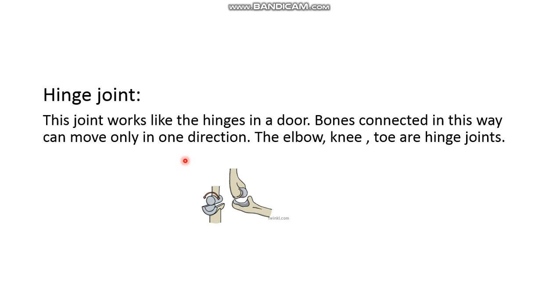Next, hinge joints. This joint works like a hinge in a door. Our bones are connected in this way. Very interesting, you know, students. It can move only in one direction. The elbow, knee and toes are examples. It is connected like this, so we can move in only one direction. We can't twist it. Okay, students.